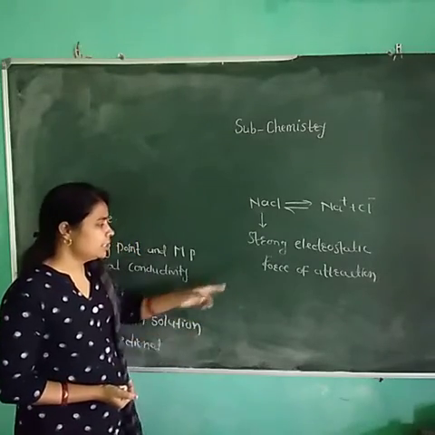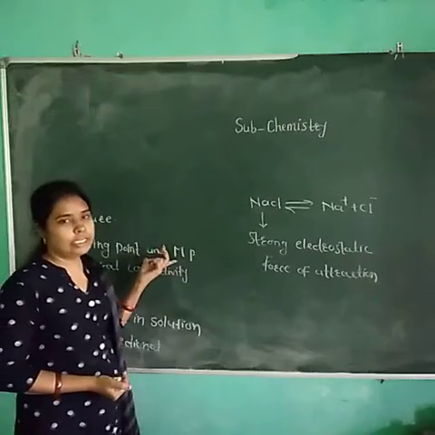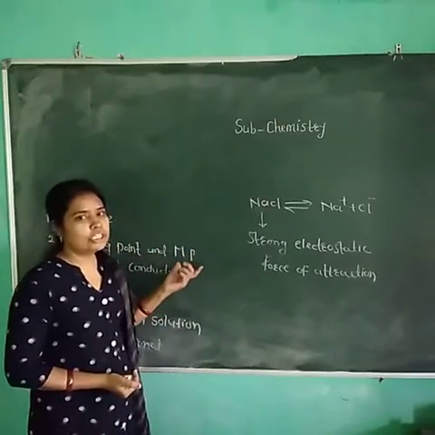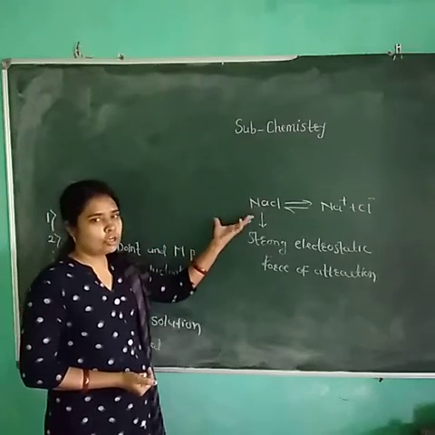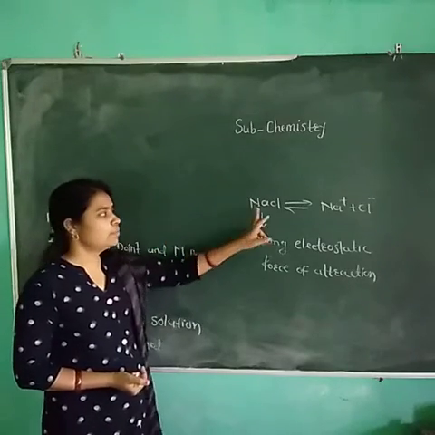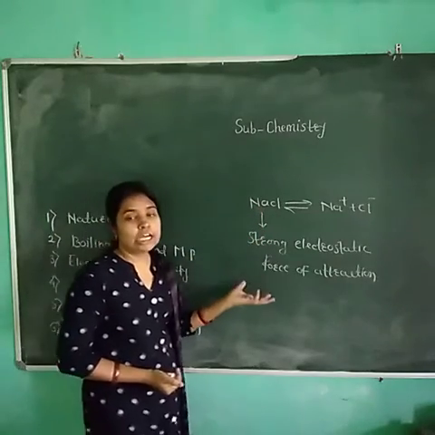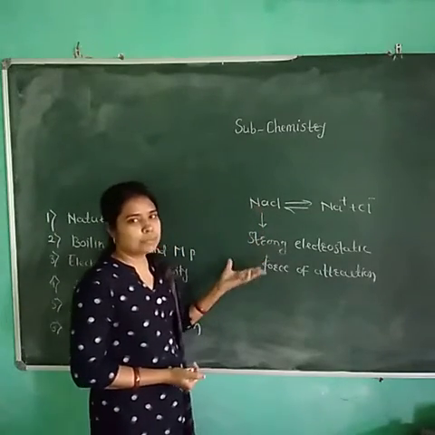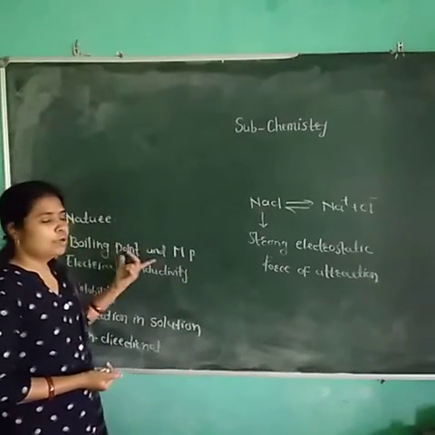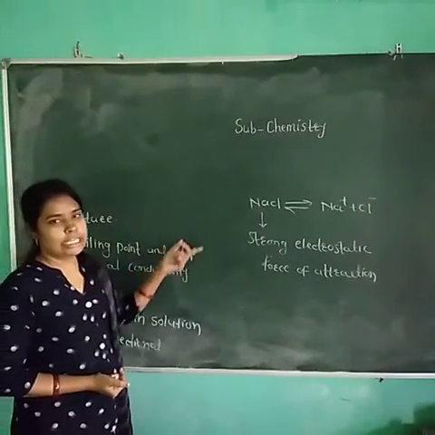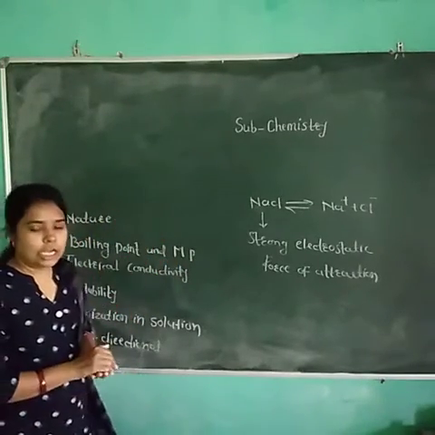A very large amount of heat is required for this bond, and that's why the boiling point and melting point of that ionic compound are very high. This is the main reason: because of the very strong electrostatic force of attraction between Na and Cl, a large amount of heat is required to break the bond in NaCl, and that's why the boiling point and melting point of NaCl are very high. So this is the main characteristic of the ionic compound.